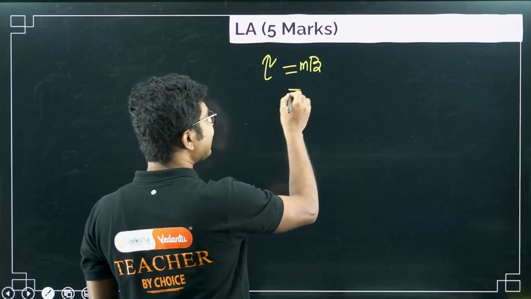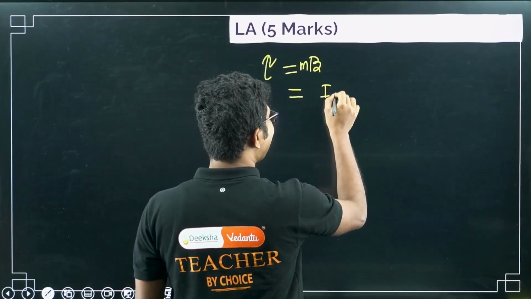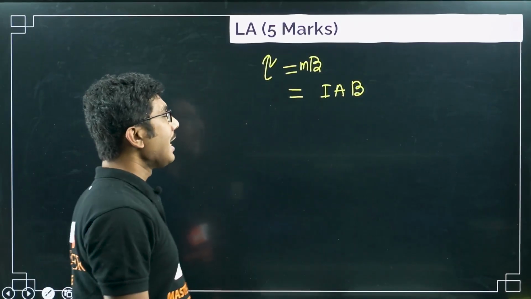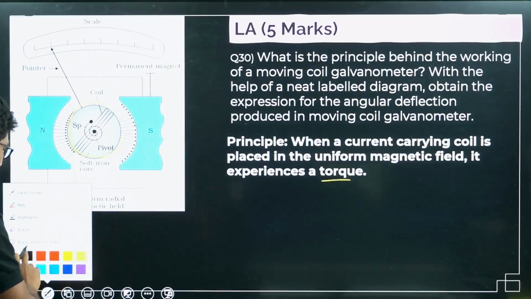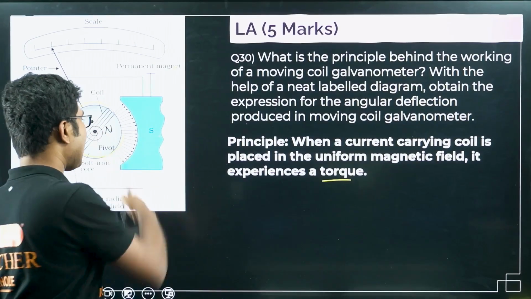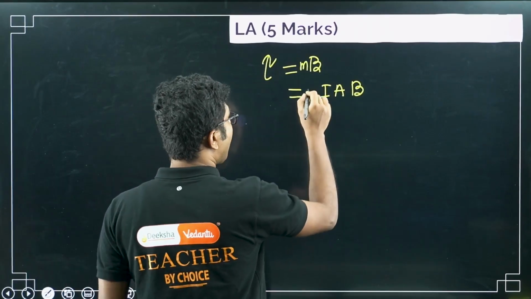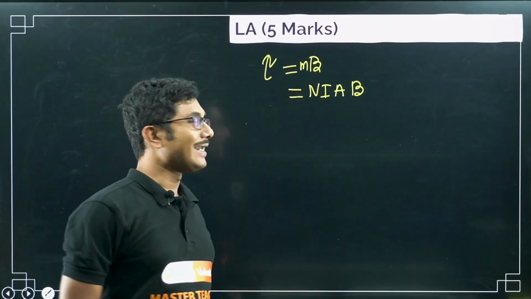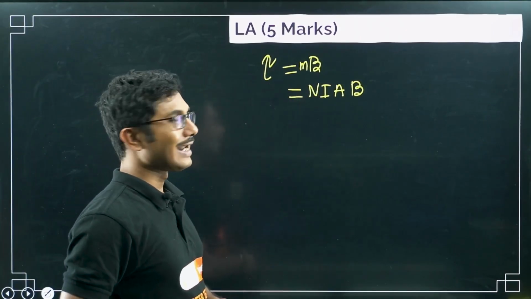Now in case of a normal coil, it is IAB, right, for a single loop. Because for a galvanometer there is not one loop, there are capital N number of loops present, we will include that N here. So this is NIAB. I told you the magnetic moment is given by NIA when more than one loop is involved. So the torque acting on this is NIAB.